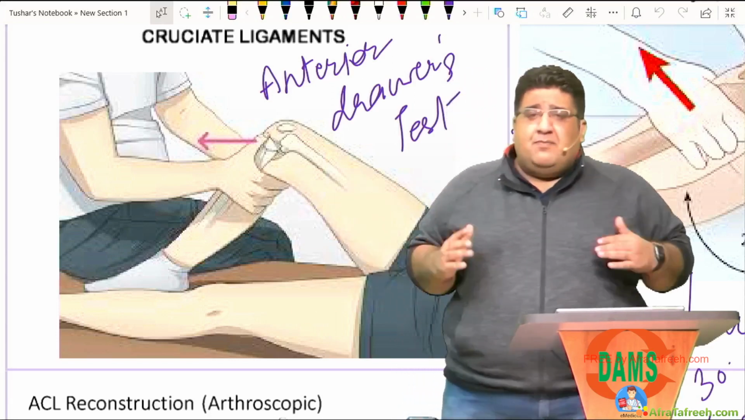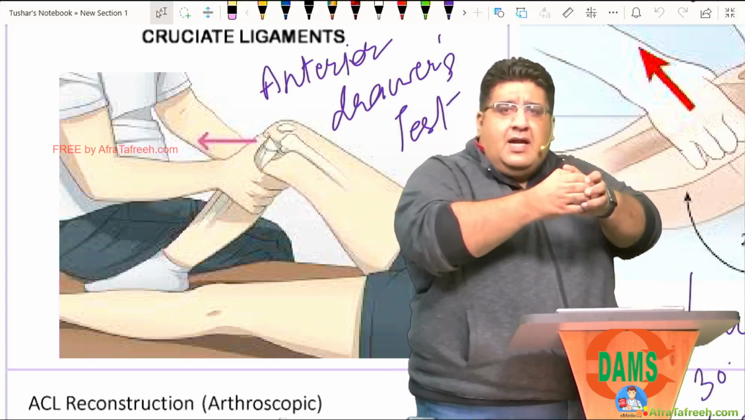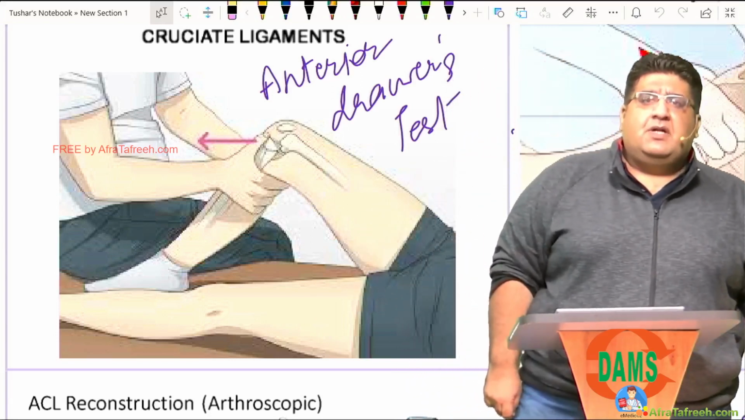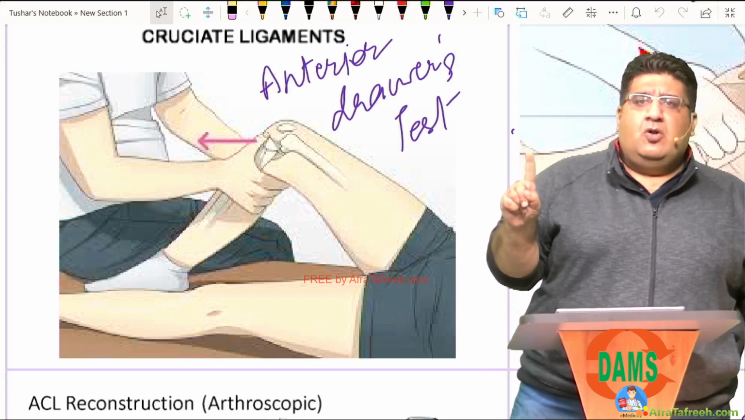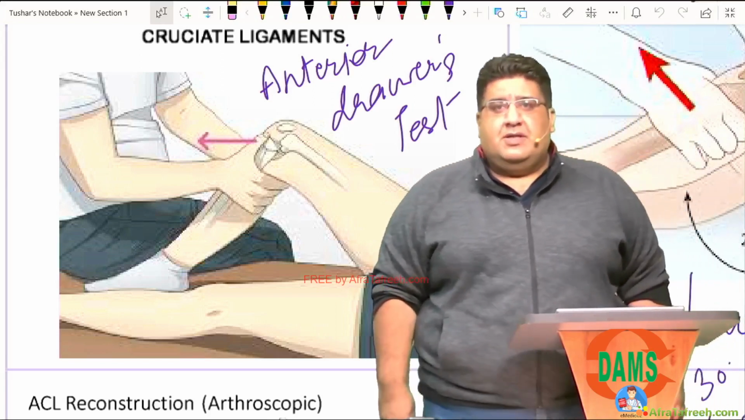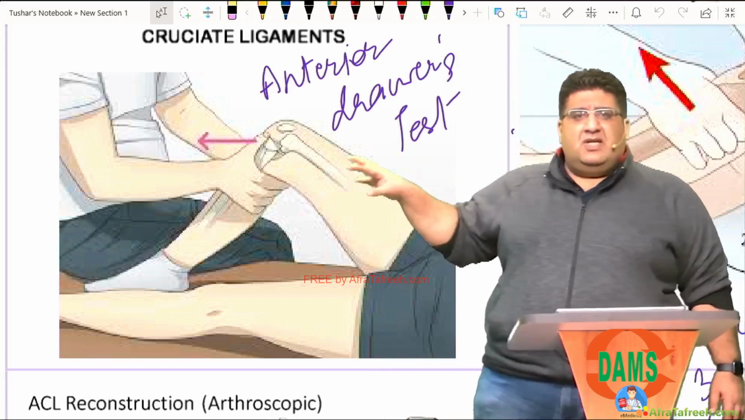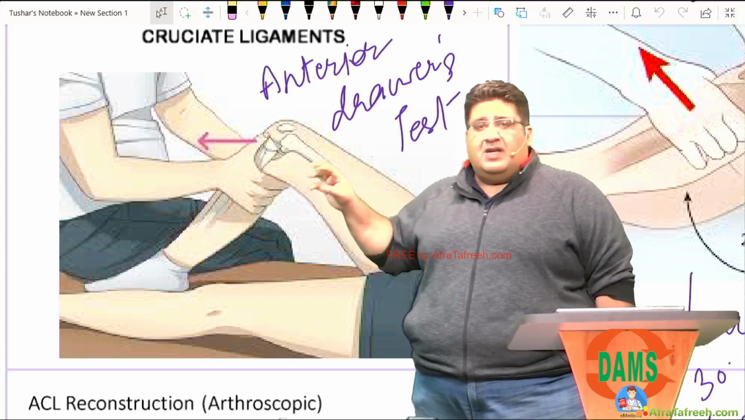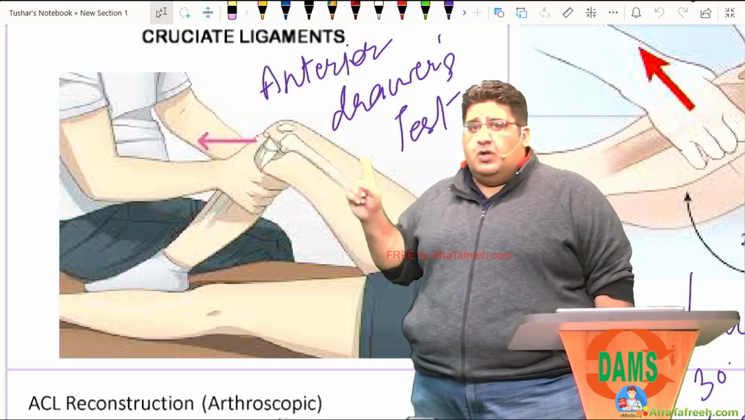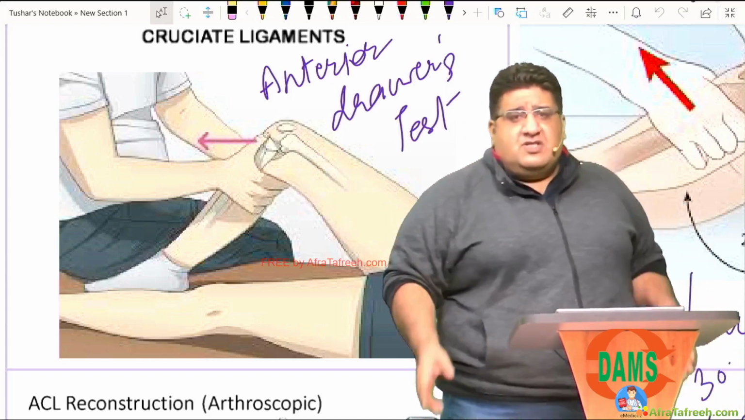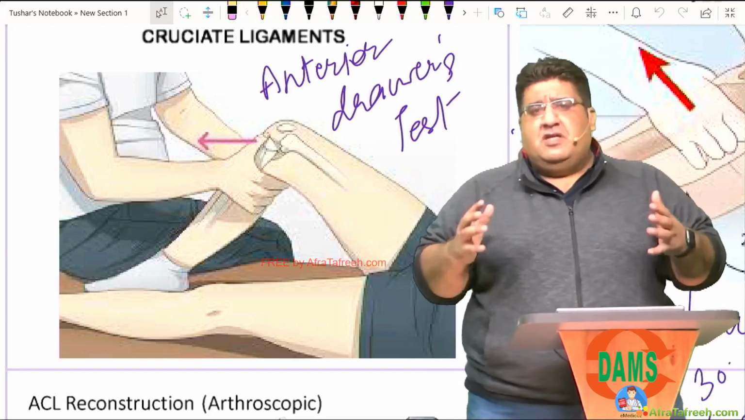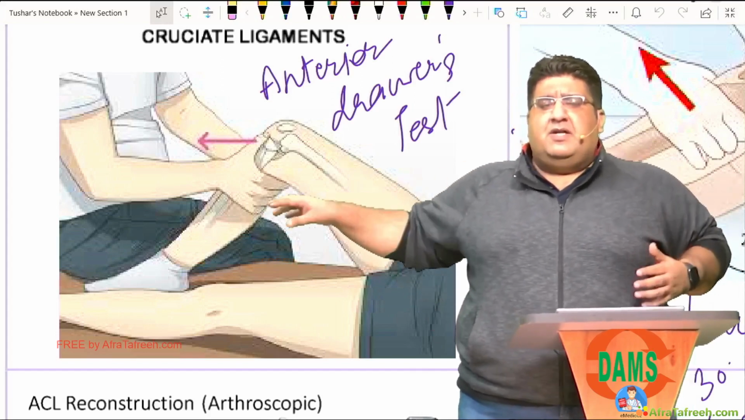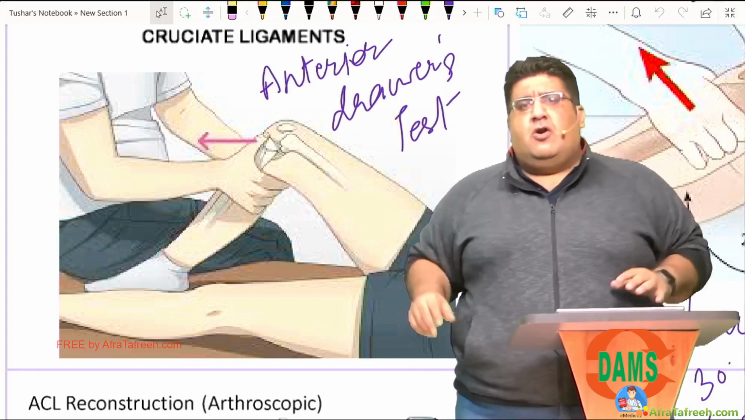So what does that mean? That means that anterior and posterior drawer tests might be amazing tests for ACL and PCL tear, but they are certainly not good tests for acute tear, because every acute injury is more or less associated with hemarthrosis. That means a painful, swollen, ballooned knee, and in that condition flexing the knee by 90 degrees doesn't make any sense to me. So they are not good for acute injury.